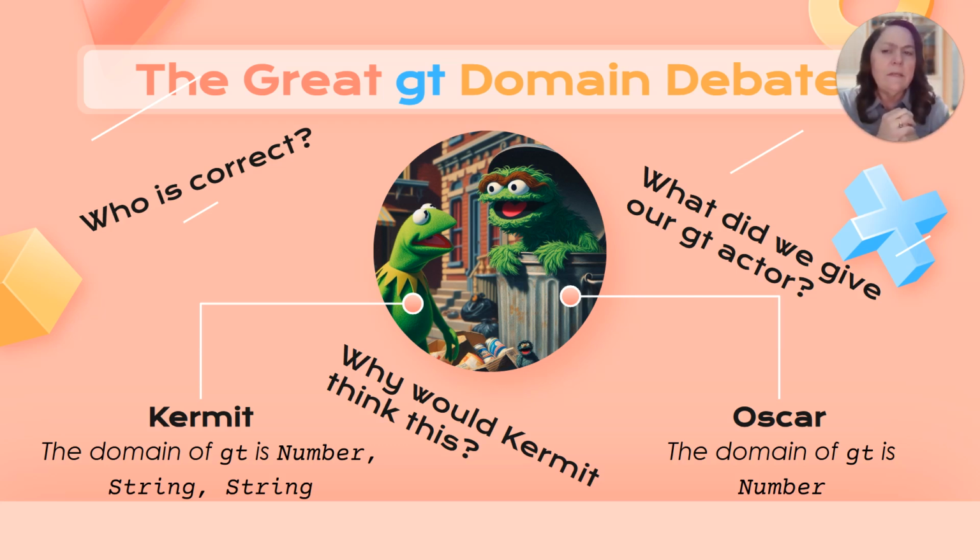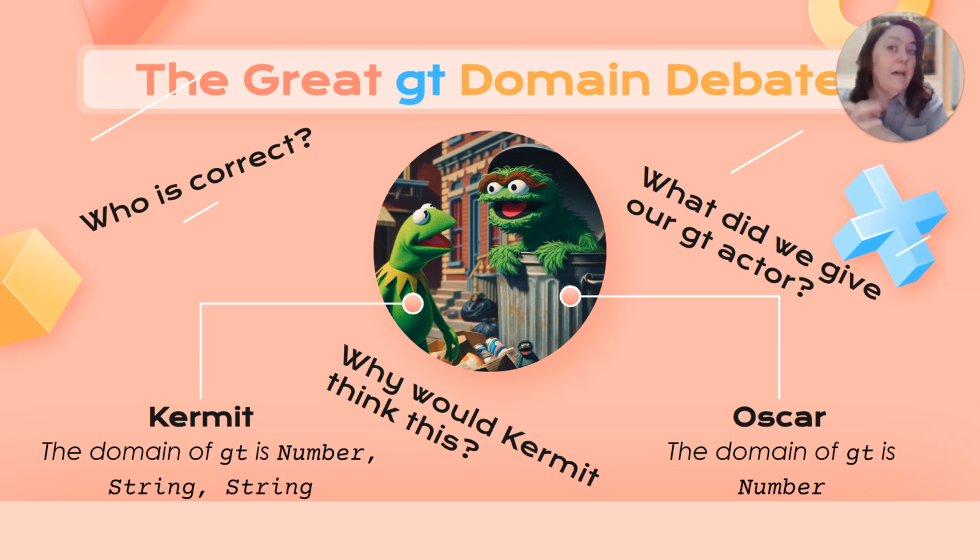But you're saying, well, what is the domain of GT? You know, because I'm making a triangle, and so Kermit says, well, the domain of GT is number, string, string, because it's taking in a number, and then it's got its size, and then it's taking in a color and a mode or a style. Oh, but then Oscar said, wait a minute, no, GT is only taking in a number. And I like to do this with the students and partners or a group. Have a debate. Who is correct? Was Kermit correct or was Oscar correct?